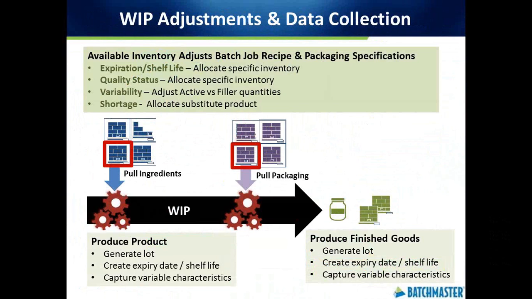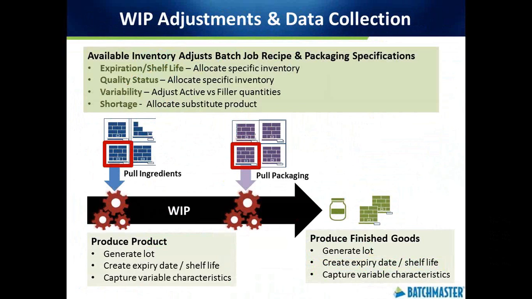And where does it do that? It could look at shelf life expiration for the allocation of specific inventory lots. The quality status, again, will impact the allocation. The variability based on strengths and potencies, whatever, may change the active and the filler quantities. And then, of course, if you're short, it can actually allocate a substitute product.